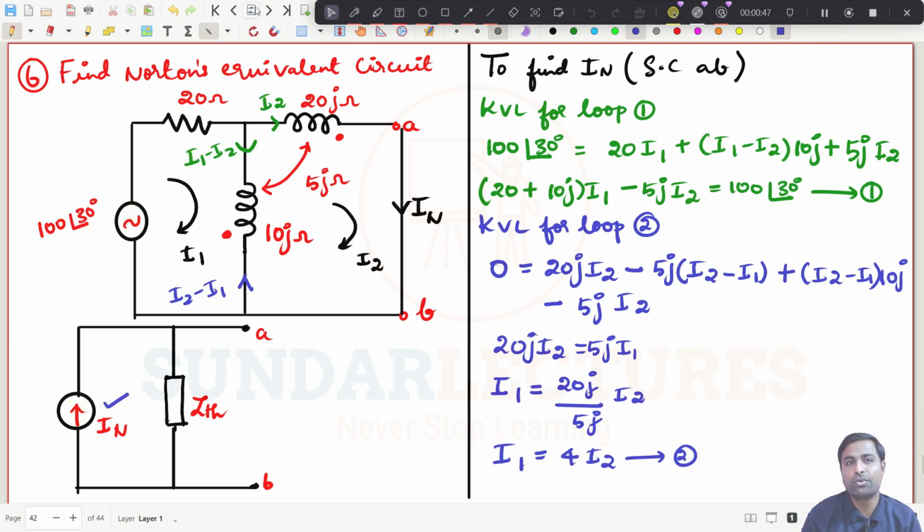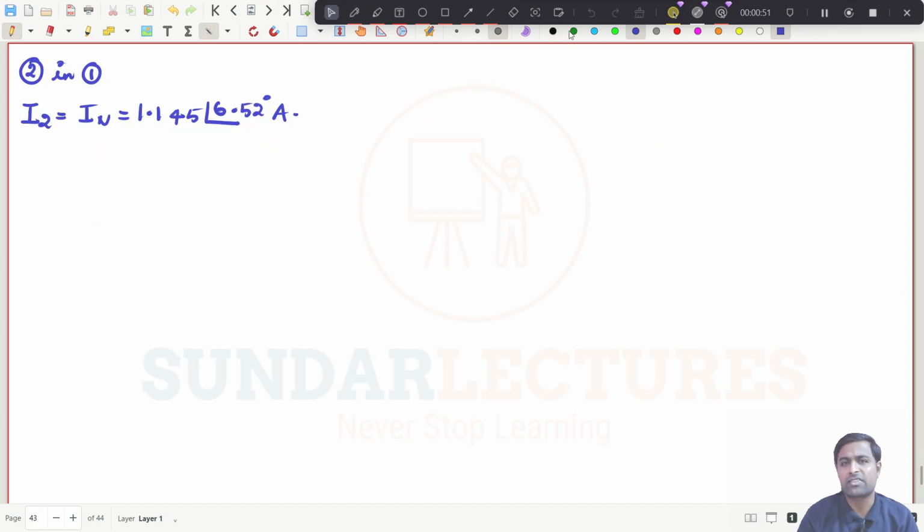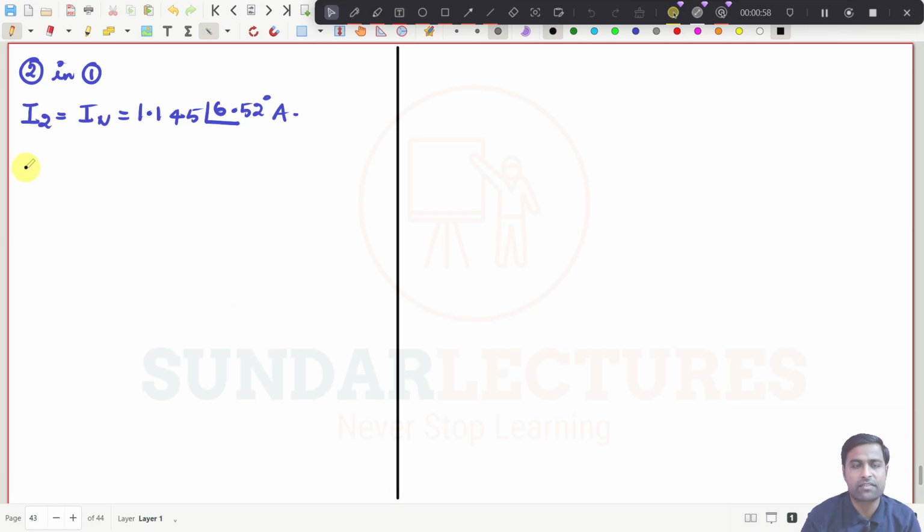Now what I need to do is find the value of ZTH, right? So how will you find ZTH? Try to understand one thing very clearly. We have seen all these kinds of things in Norton's theorem, and we have solved many problems. Please go through my Norton's theorem lecture, there you can find these kinds of things. What is ZTH? Simply, it is VOC divided by IN.